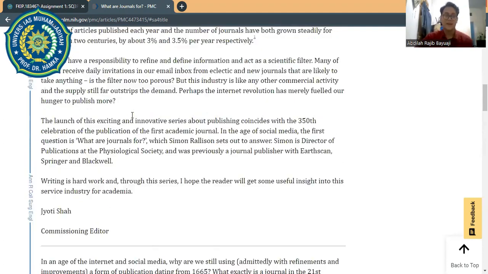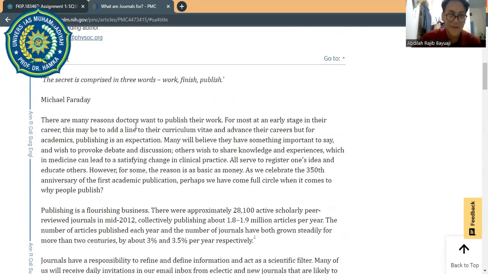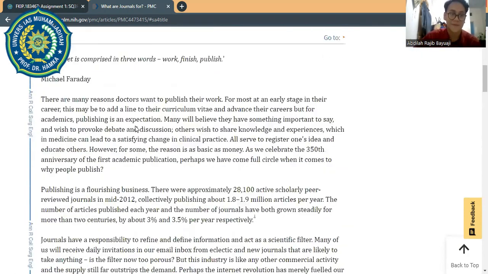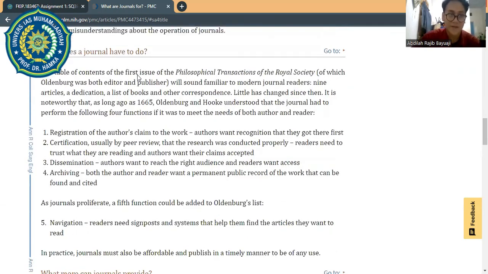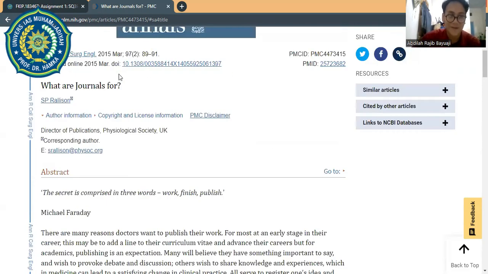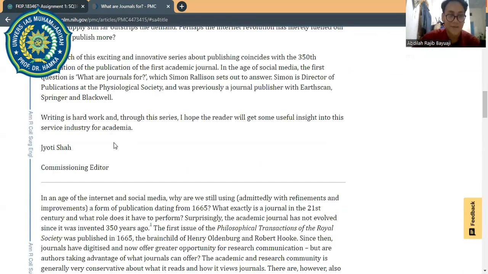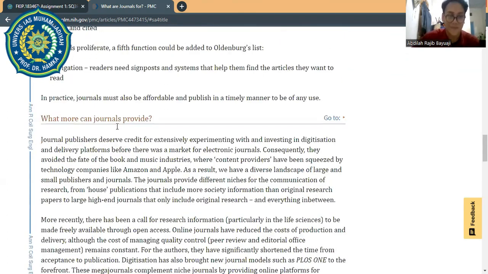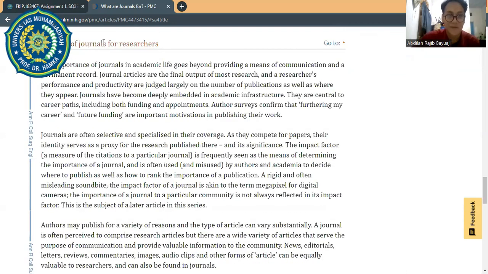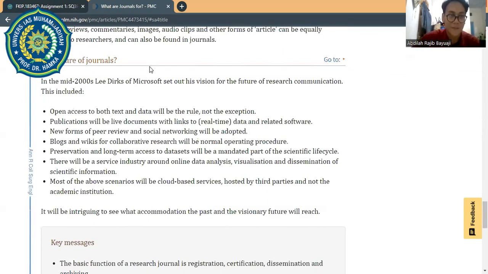Okay. Now that I've skimmed through the journal, I found there are 5 headings. The first one is, of course, what are journals for? Second one is, what does a journal have to do? The third, what more can journals provide? Fourth, the roles of journals for researchers. And fifth, the future of journals.